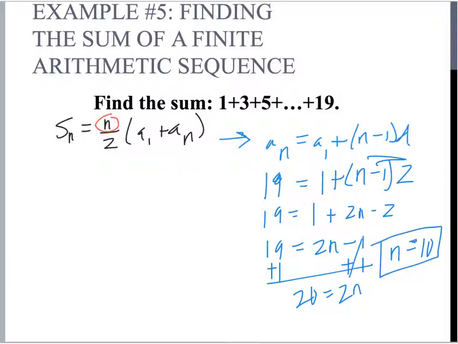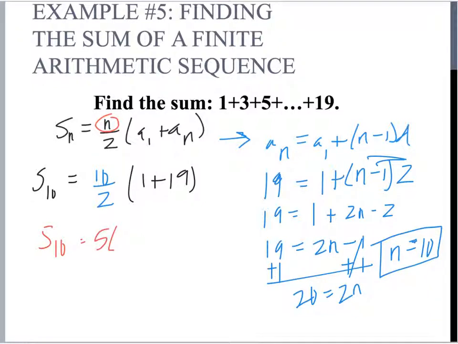Okay? Now that we have n equals 10, we will use it for our formula. So S sub n is now S sub 10 equal to 10, that we just found, over 2 times the first number, which is 1, plus the last number, which is 19. So this will give us S sub 10, or the sum of the first 10 numbers, equal to 5 times 1 plus 19, which is 20, and that's going to give us 100. So 100 is the sum of those first 10 numbers.